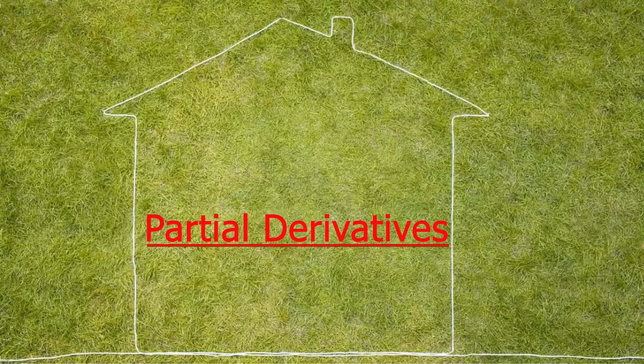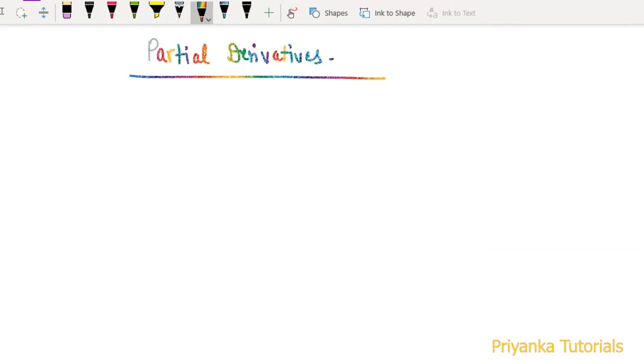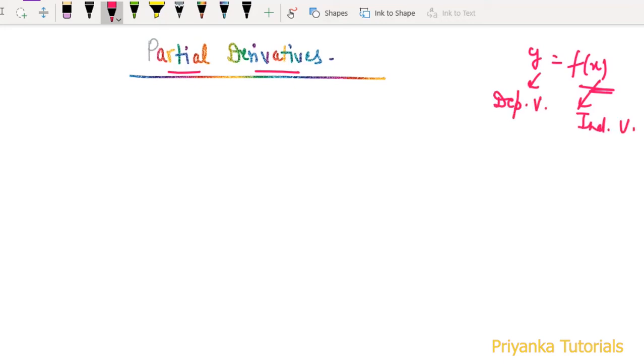Our topic is partial derivatives, right? So before starting this topic, there are a few things you need to learn. As you can see from the title, there are two words: partial and derivatives. Derivatives everyone knows, you have done them many times, right? Of a function of one variable. This is what we say is the independent variable, and this variable is known as the dependent variable.